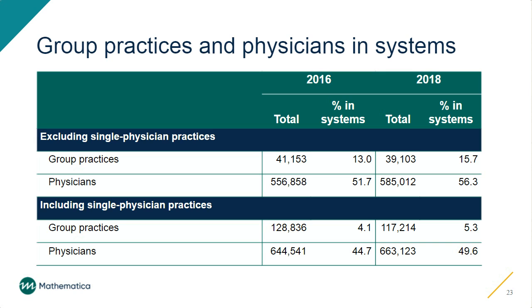If we make that assumption, this is what we see in the final 2 rows of the table. Just focusing on the physician row, you see the numbers there, 644,000 in 2016, over 660,000 in 2018, and the percentage that are in systems changes from just under 45% in 2016 to almost 50% in 2018. So what does the file look like?